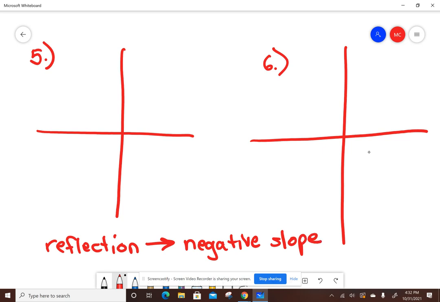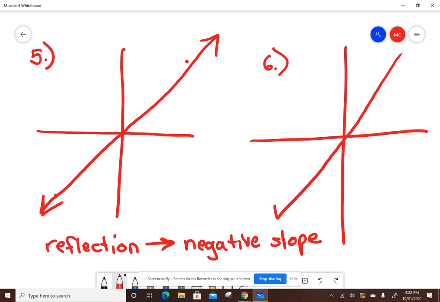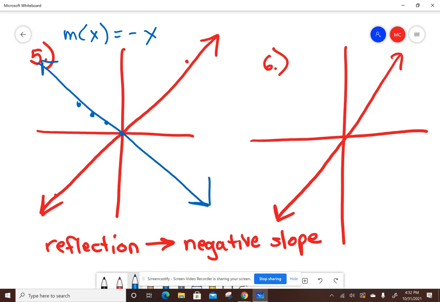Okay, so first I'm going to do, again, the parent function. We do that 45-degree angle through the origin. And now, this is just m of x equals -x. So when I graph this, instead of going up 1 over 1, I go up 1, left 1, up 1, left 1, up 1, left 1. And this is a 45-degree angle, but it's through quadrants 2 and 4. That is a reflection. And whenever you have a negative slope, it's a reflection.